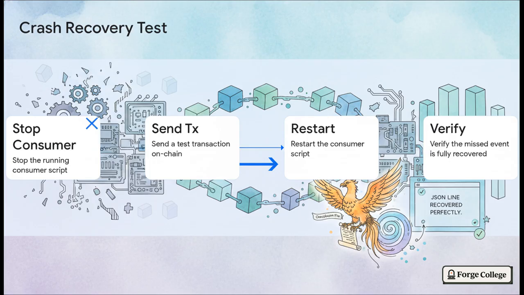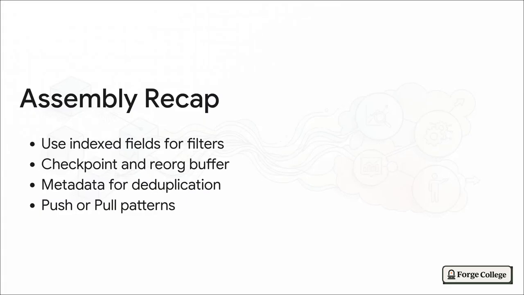Because of your checkpoint file and that reorg buffer we just built, it should wake up, realize, oh wait, I missed some blocks, look backwards, and automatically detect and recover that missed event perfectly. If it prints the correct JSON line to your console, boom, your safety mechanism works, giving you total peace of mind in production. So let's quickly recap the core principles that make an off-chain consumer resilient and scalable.